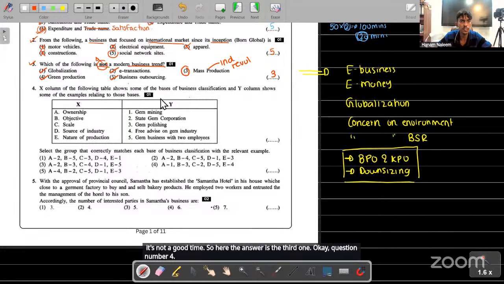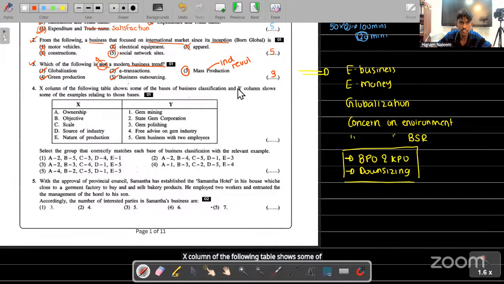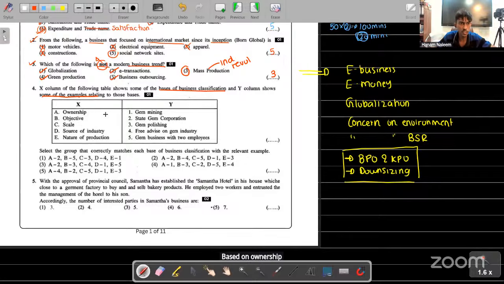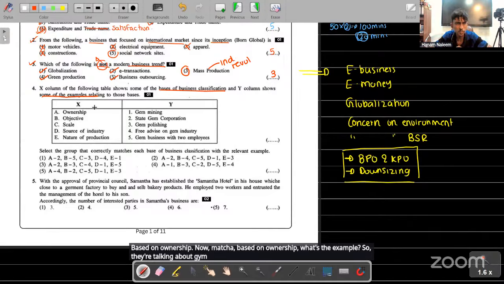The X column of the following table shows some of the bases of classification and the Y column shows some of the examples. So X shows the basis of classification and Y shows the examples relating to those. Now, based on ownership, match up. Based on ownership, what's the example? They're talking about gem business. Gem mining, state gem corporation, gem policing, free advice on gem industry.